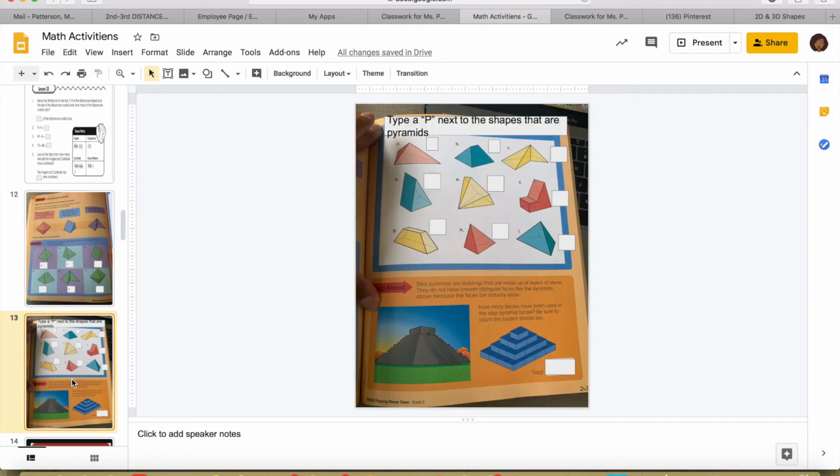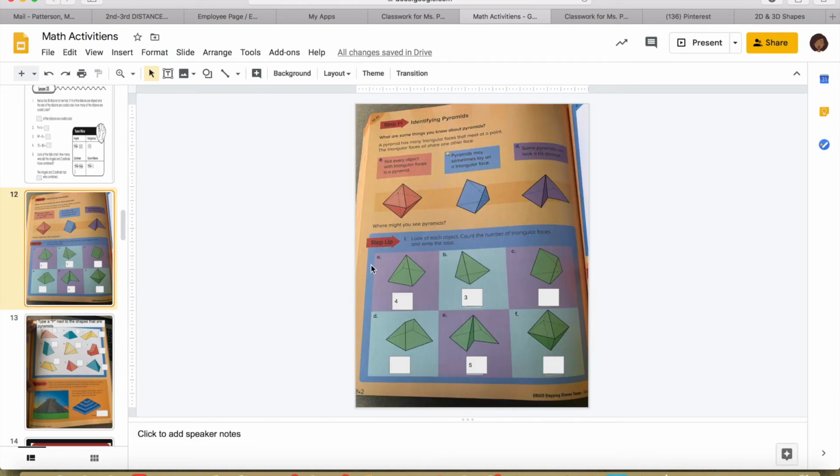All right, let's look at this next page. This next page says type a P next to the shapes that are pyramids. So you may have to go back over here and remember what makes it a pyramid. A pyramid is going to have triangular faces that meet at a point, and it's going to have faces that all share one other face.